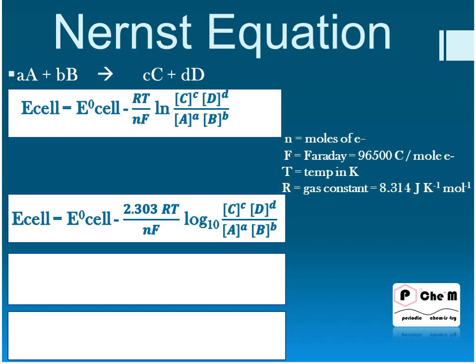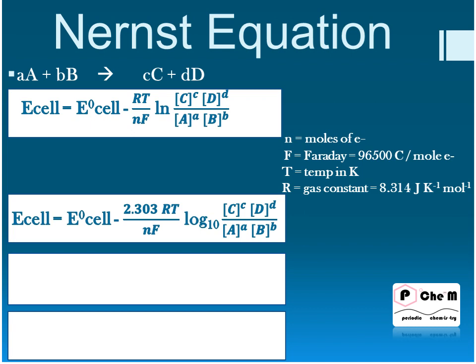So we can convert the natural log into a log to the base 10. When we convert that, our equation turns out to be E cell is equal to E naught cell minus 2.303 RT upon nF log to the base 10 of the concentration of products divided by reactants raised to the coefficients.